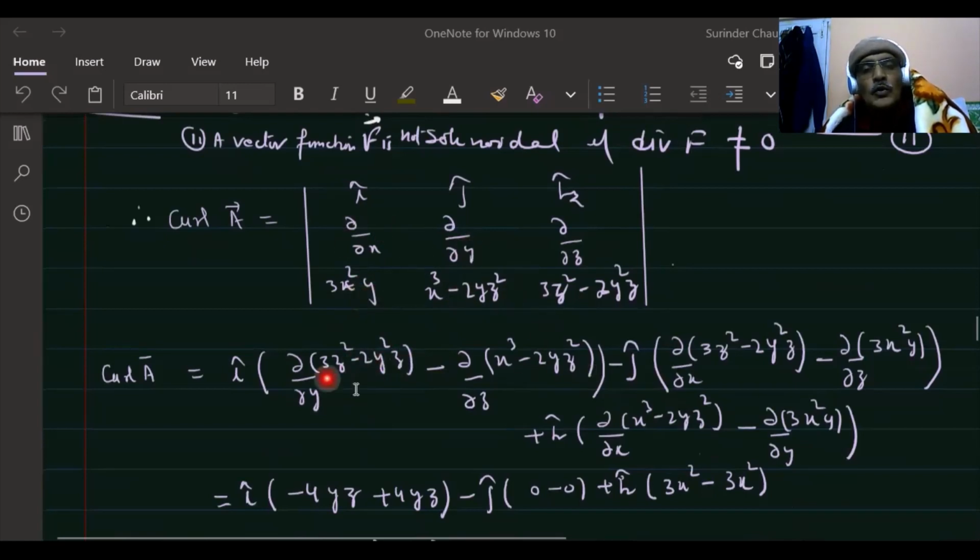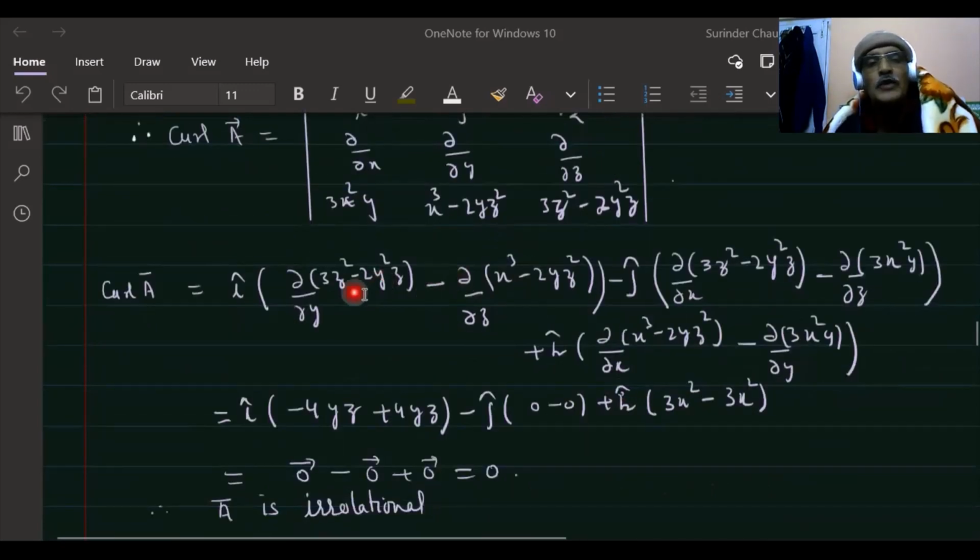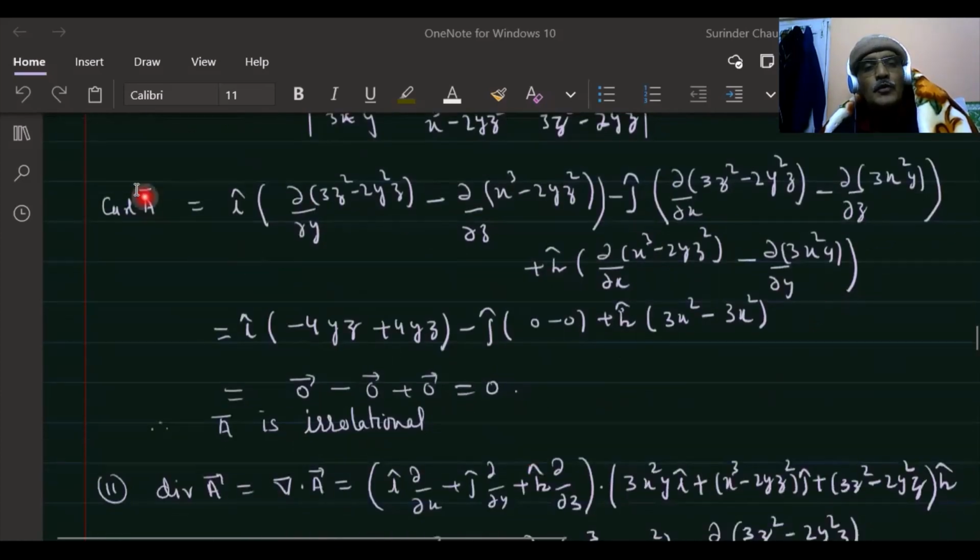Now partially differentiate each term with respect to the respective independent variables and simplify them. After simplification, cancel out the common factor and we get the required result. We have shown that curl of A vector is equal to 0, which implies A vector is irrotational.